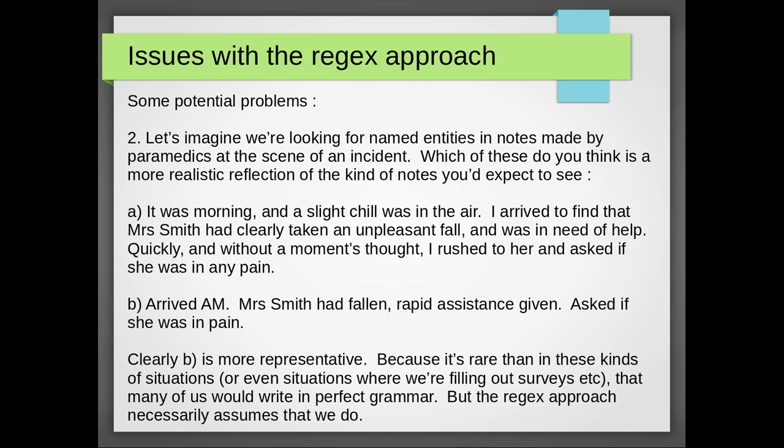There's also another problem though. Let's imagine the whole reason we're doing this is that we're looking for named entities in some free text, right? So let's not forget why we're doing this. Let's think about maybe a typical example. Let's say we want to look for some named entities in some notes made by paramedics at the scene of an incident. Free text data, we want to grab out the named entities for various analytical purposes. So, which of these do you think is a more realistic reflection of the kind of notes you'd expect to see in the paramedic crew notes?